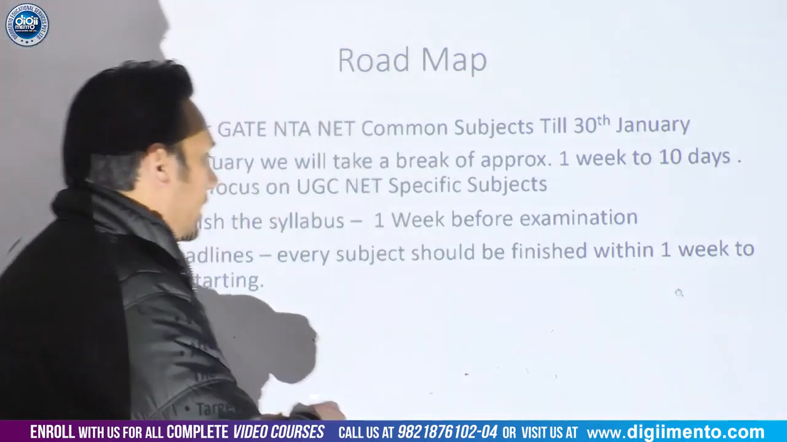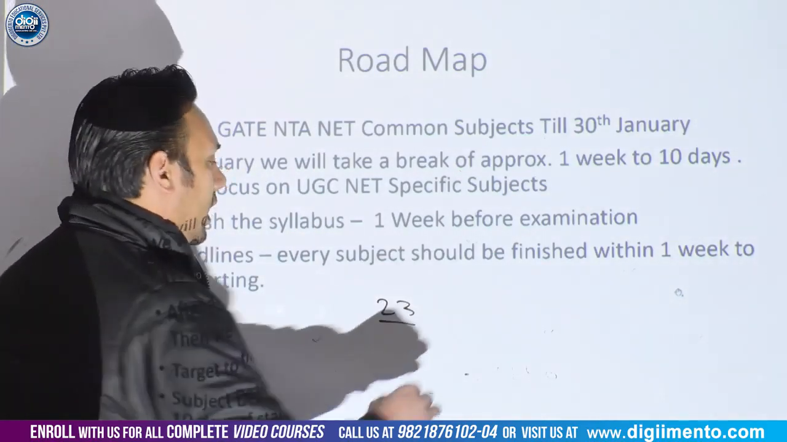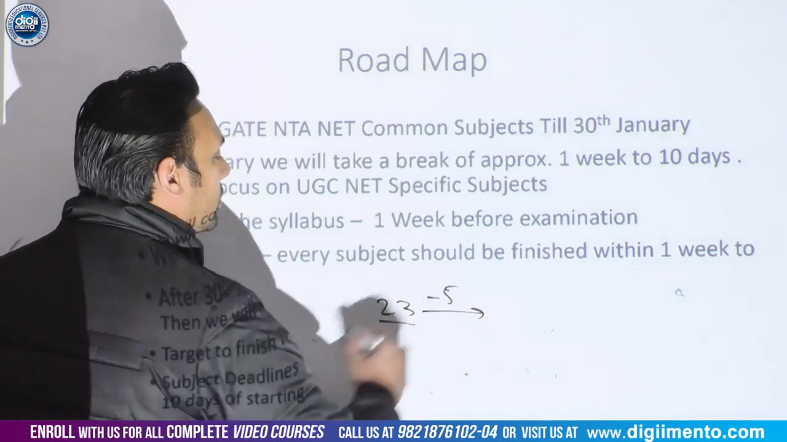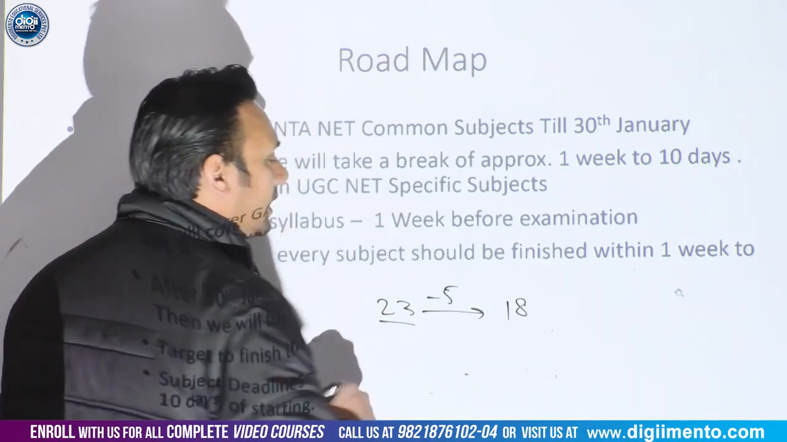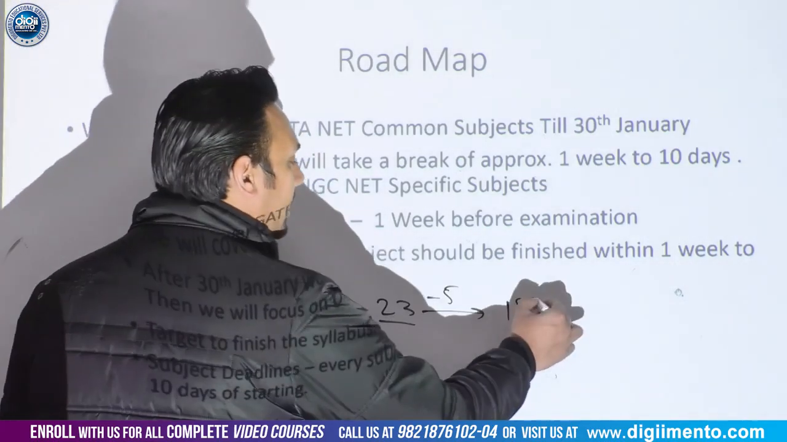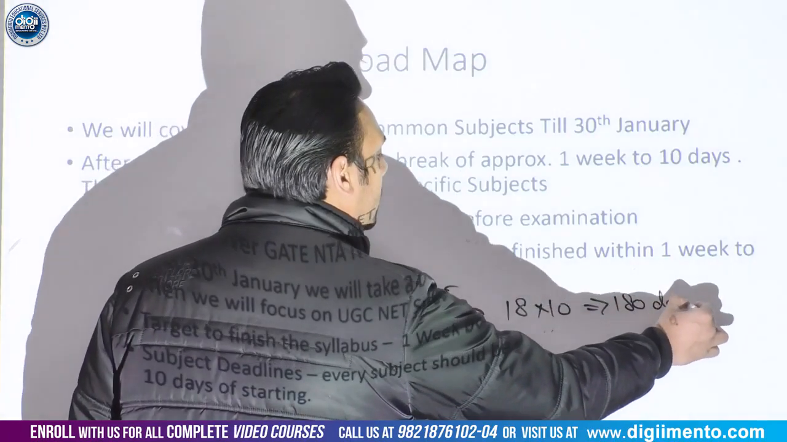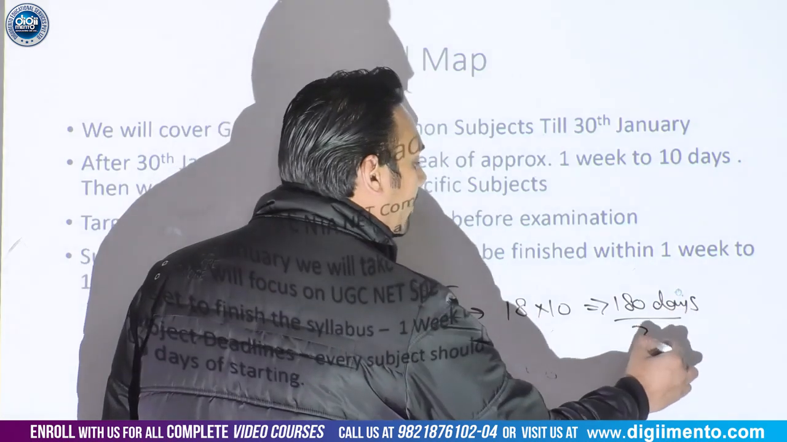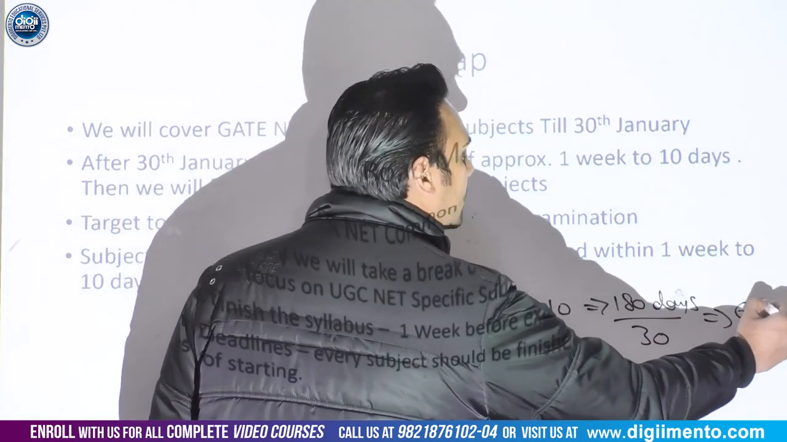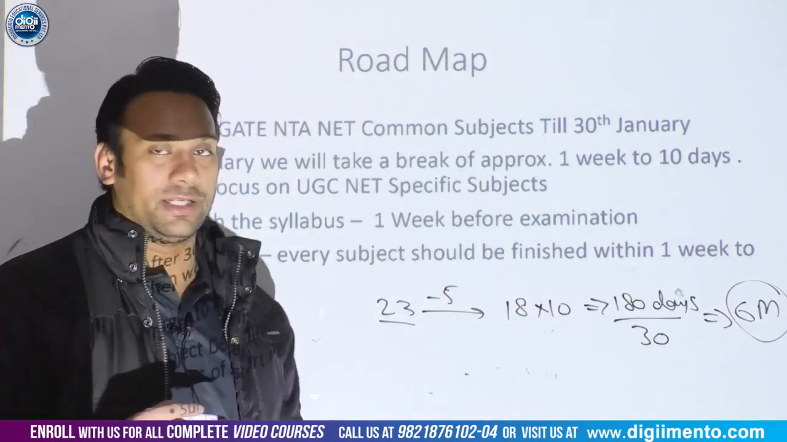Okay, मैं फिर से बता देता हूँ. देखो, you have approximately 23 subjects in UGC net. Out of these 23 subjects, I'm not going to cover 5 subjects in the live classes. So we are going to cover approximately 18 subjects. So if you are going to spend 10 days in one subject, this is approximately 180 days to finish all the subjects. So if you divide it by 30, that means 6 months. So it will take approximately 6 months to finish all these 18 subjects.